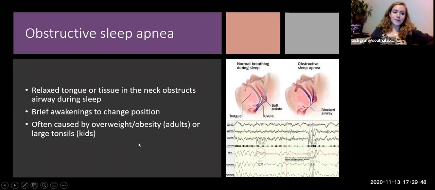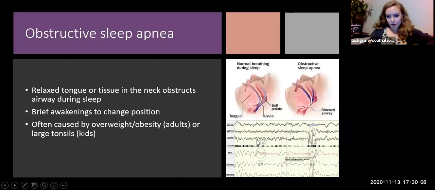In children who aren't overweight or obese, the more common cause of obstructive sleep apnea is often that their tonsils are just too big. This is something that kids can grow out of, because you kind of grow into your tonsils, but if their sleep apnea is really severe, they might have their tonsils removed.